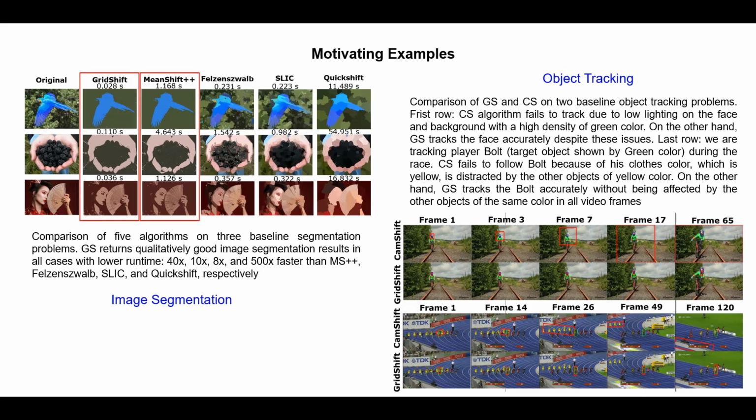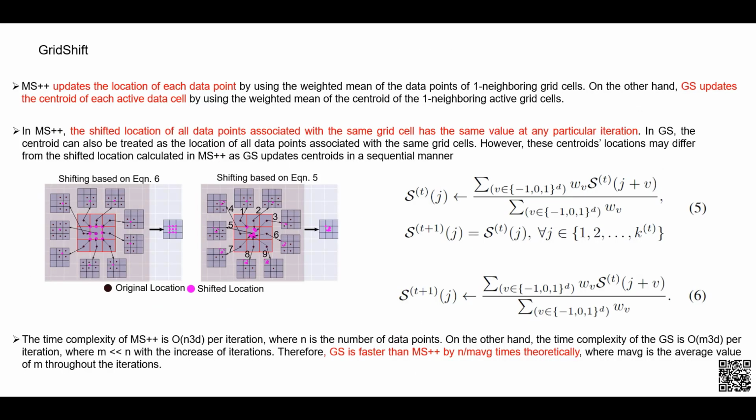as we can see in this example, fails to track the object due to low lighting and a background that features the same colors as the target object. However, irrespective of all these environmental conditions, the GridShift algorithm is still able to track the object effectively. The GridShift algorithm makes use of the same grid cells as MS++, so this basically shows the difference between our proposal and the proposals of MS++.